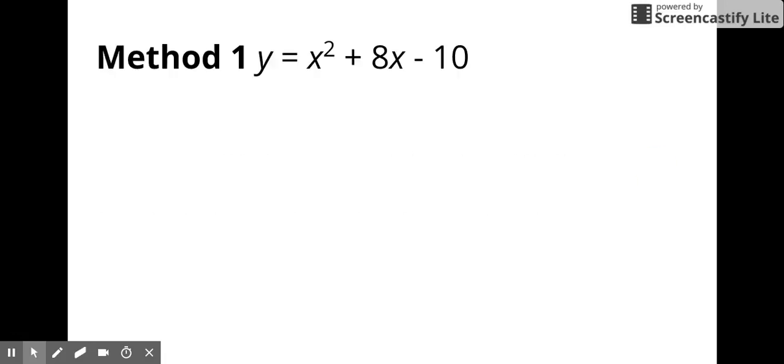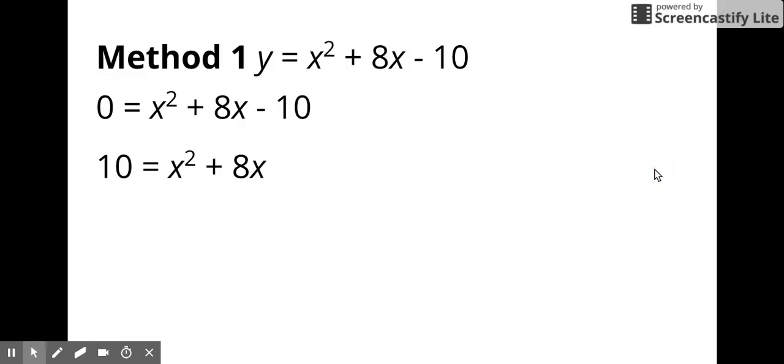We're going to look at 4 different ways you can go about completing the square of the quadratic y equals x squared plus 8x minus 10. So the first step is to set your equation equal to 0 because we're solving for x, right? We want to find our x-intercepts. In this case, we could add 10 to both sides.